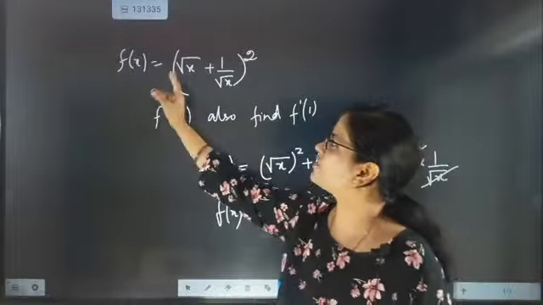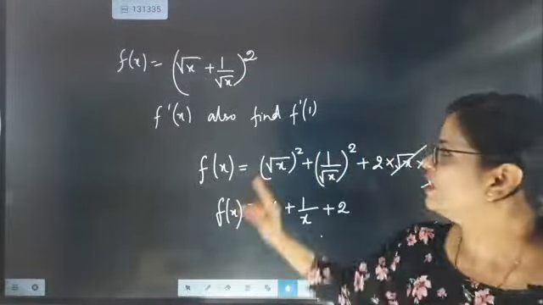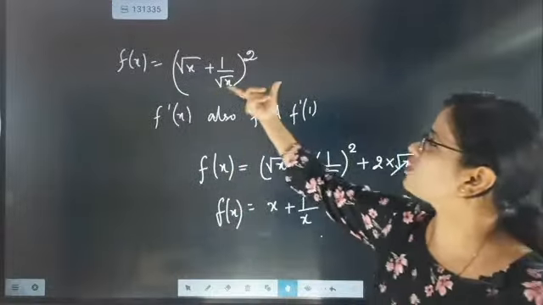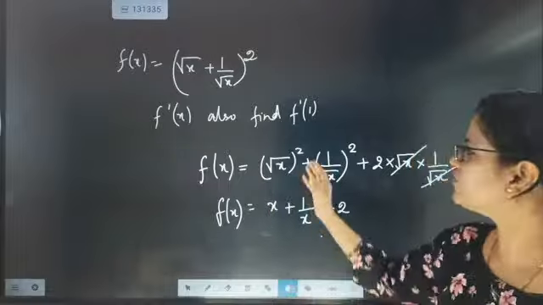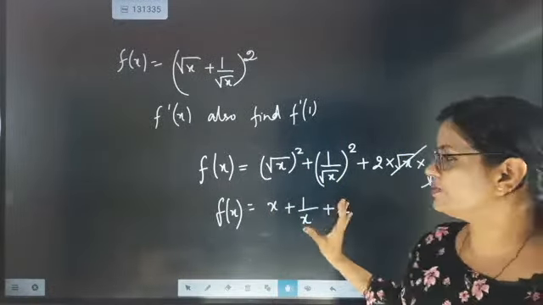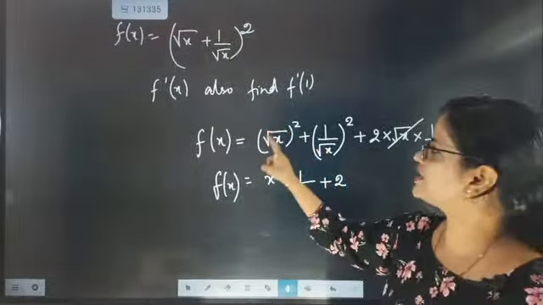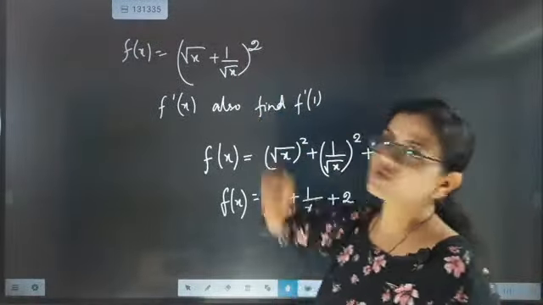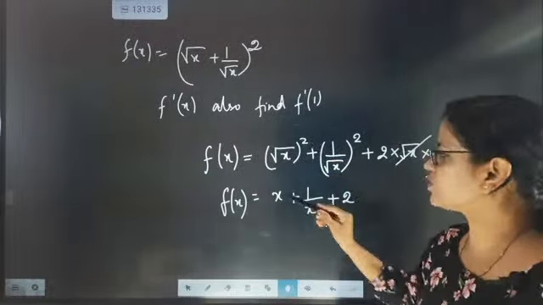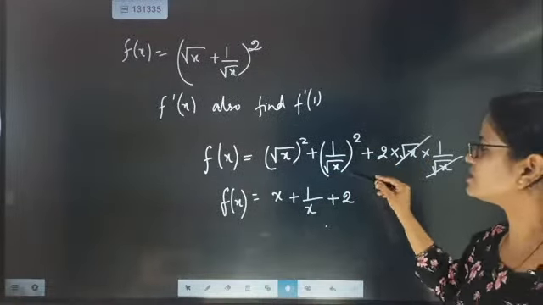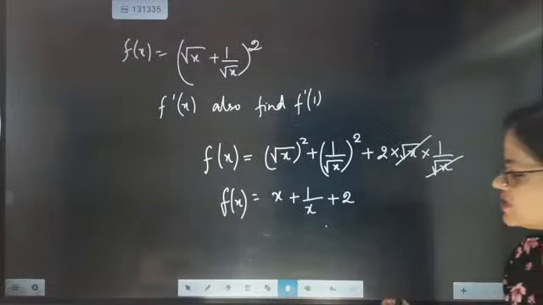See, they have given f of x is equal to root under x plus 1 by root under x whole square. First I have solved this whole square. By differentiation also we can do, but better is we first open it and bring it into differentiable part. I used the formula a plus b whole square, a square plus b square plus 2ab. So root under x whole square means x, 1 by root under x whole square means 1 by x, plus 2 into root under x will get cancelled.